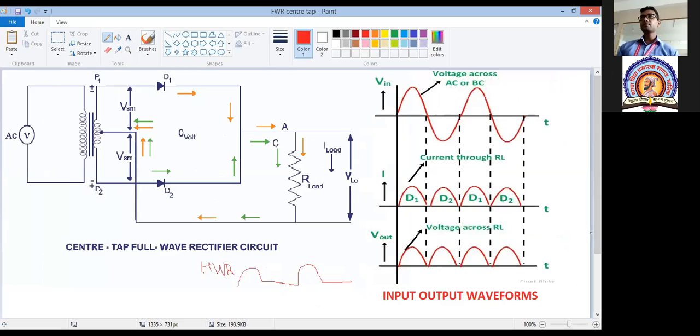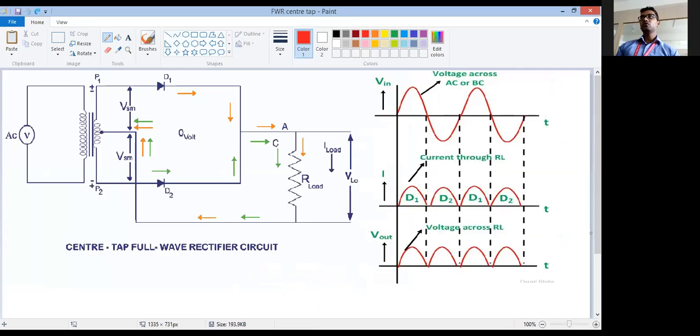Any doubt in this? Correct? So why the names half wave rectifier and full wave rectifier are given, we already know now. We'll see how it works. As you can see in the constructional detail, this is the center tap transformer. Hence the name center tap rectifier is given.